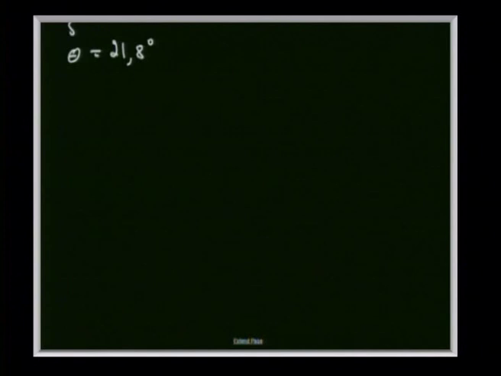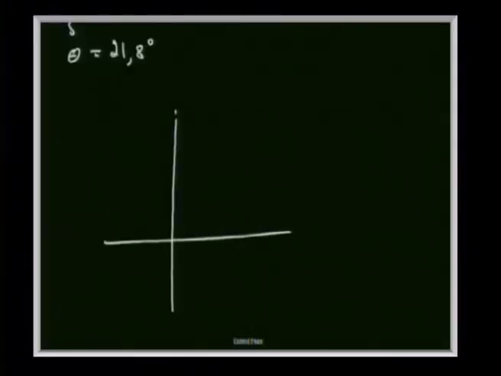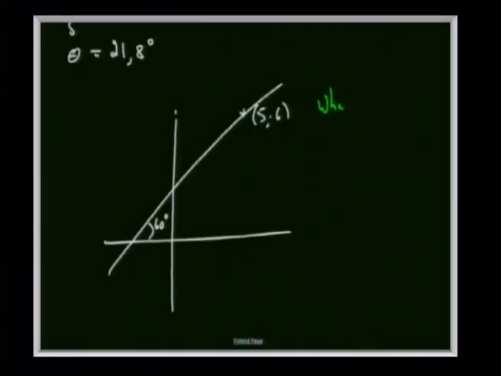How about if they give you the angle of inclination and you have to find the slope? Let's make a complete exam question out of this. Here is a Cartesian plane, and they tell you that that angle is 60 degrees. They give you a point, and the point we're going to choose today is going to be the point 5, 6. The question is, what is the equation of this line?